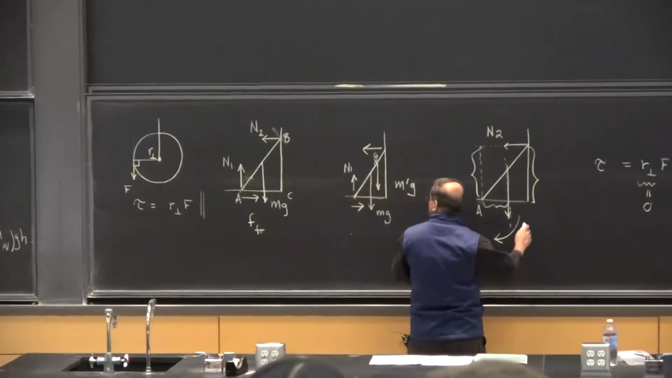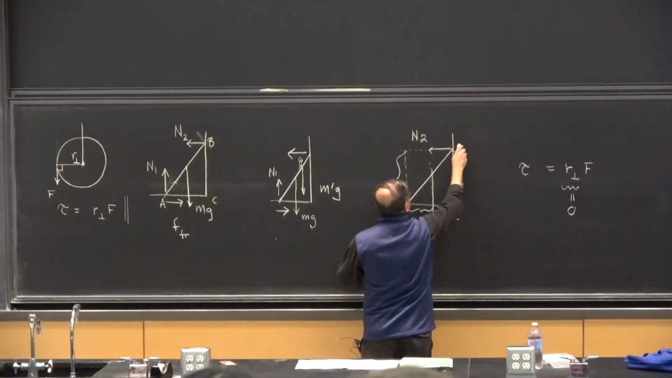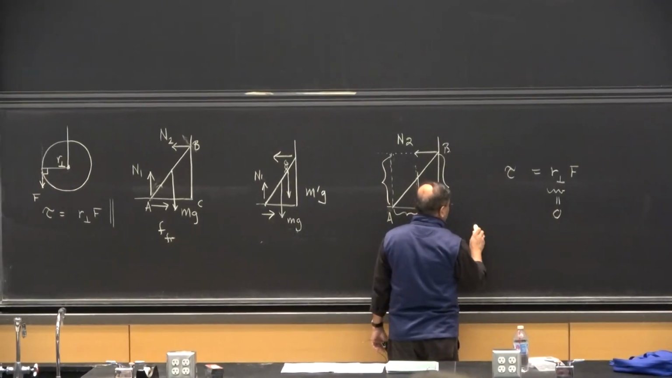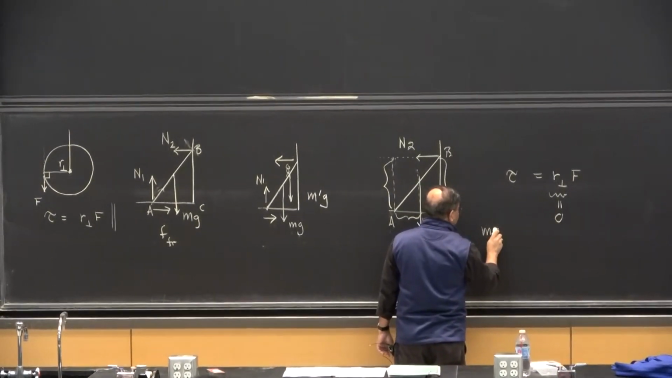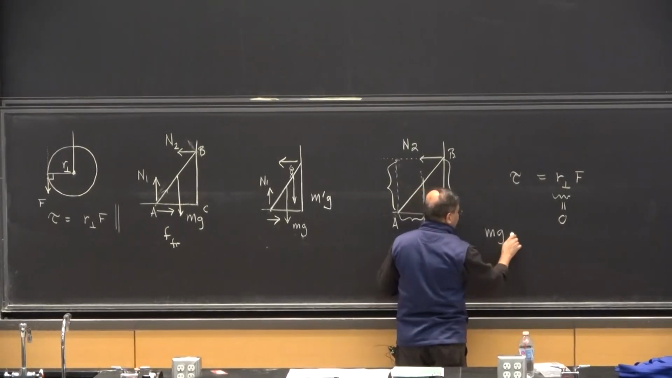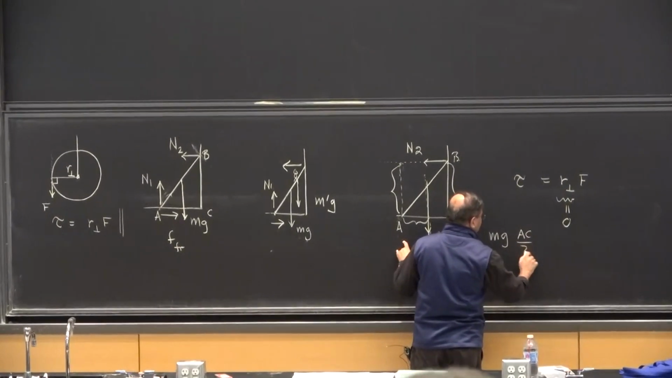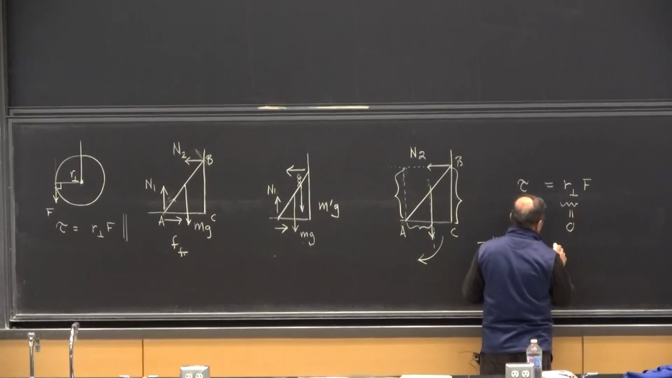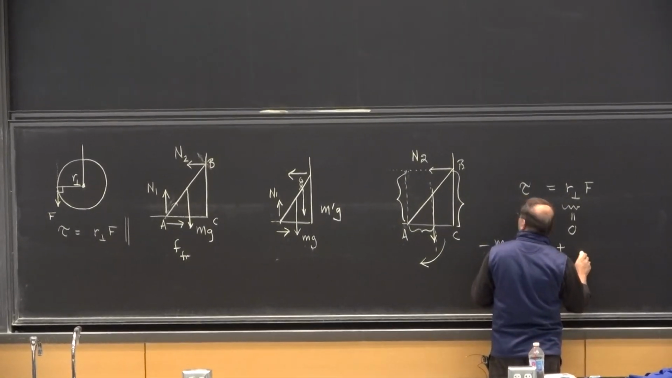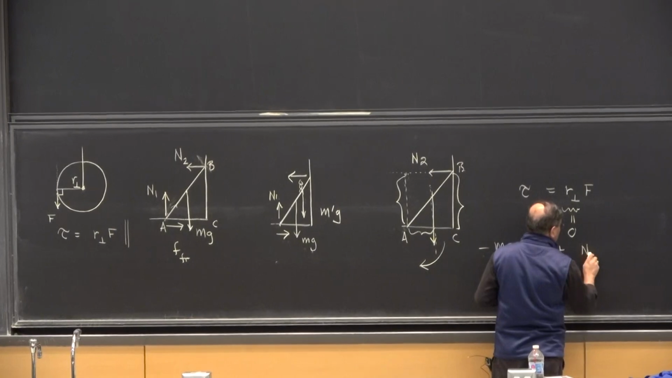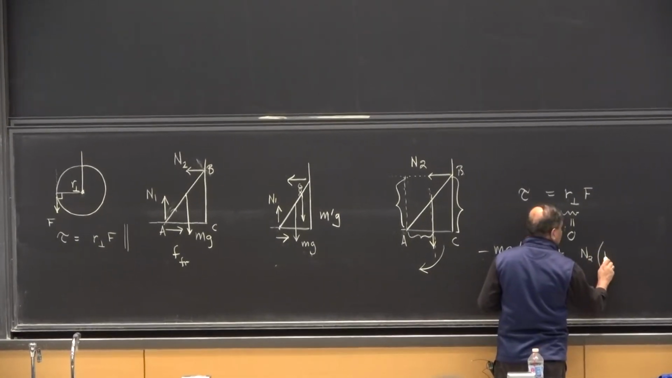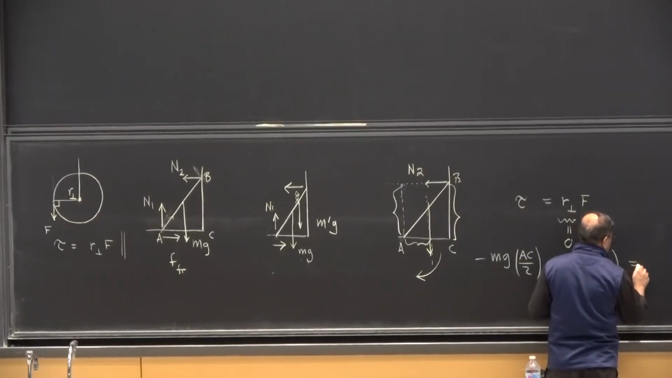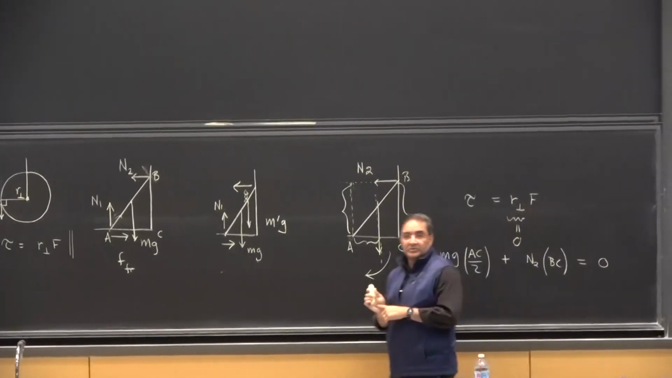So if I'm to write it up, I would simply say, assuming I know the lengths, I have mg times AC over 2, right? Half of AC. So that's going to be a clockwise torque with a minus. Plus this is going to be N2 times BC. And this is going to be a counterclockwise torque, which is positive, and therefore the torque equation is just that in this case.